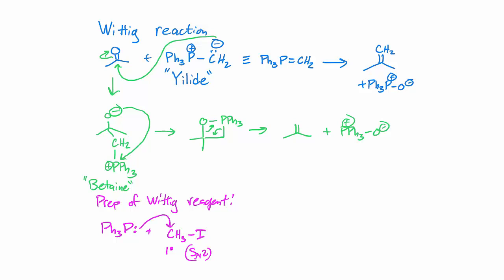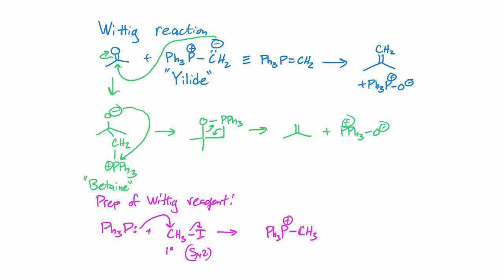And we perform an SN2 reaction. We make methyl triphenylphosphonium. Let me draw that again. It's not how I wanted it. Okay. So now we've got a cation on the phosphorus.